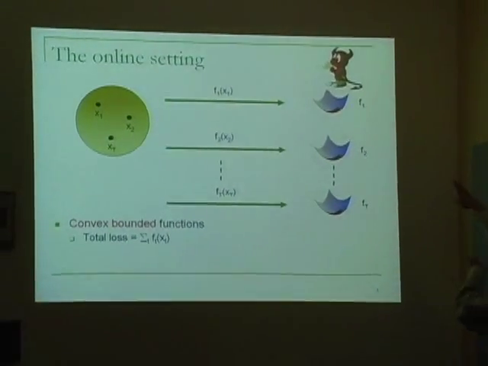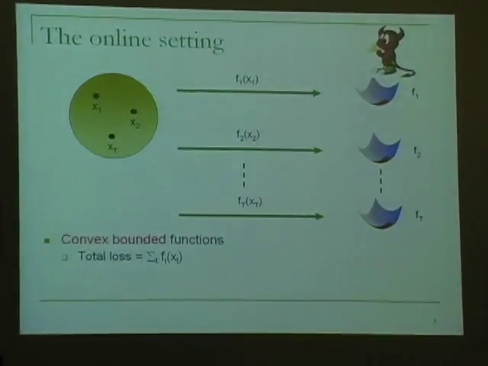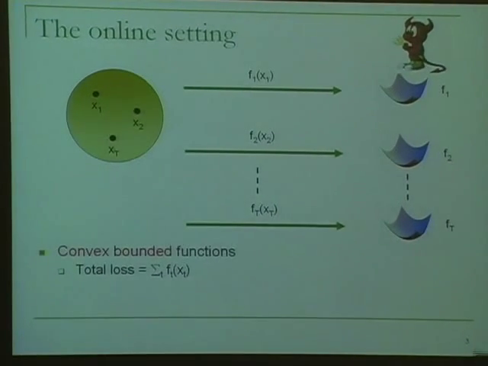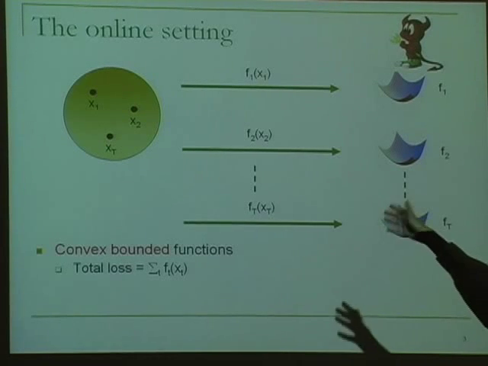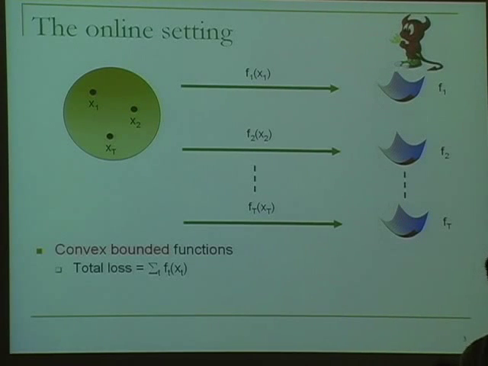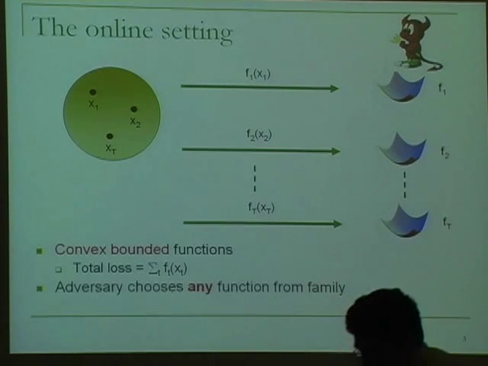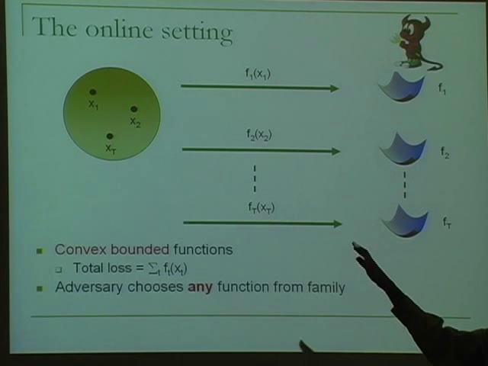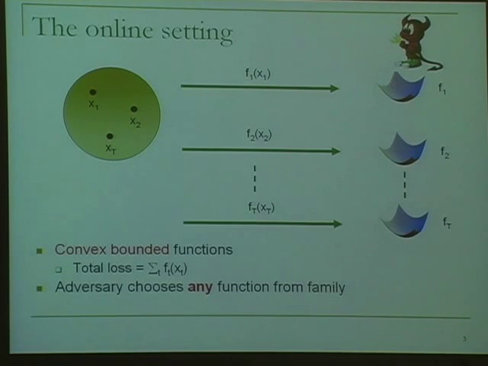Note that the set of functions comes from some predetermined set of functions, and depending on the setting, it'll be a different set of functions. And this is some convex domain that represents our options. The total loss is simply the summation of f_t(x_t). The main thing is that the adversary can choose anything, can be all-powerful, can actually depend on whatever our queries are. So this is the framework. Is this clear?